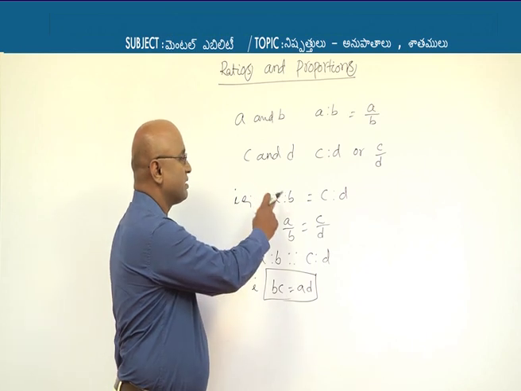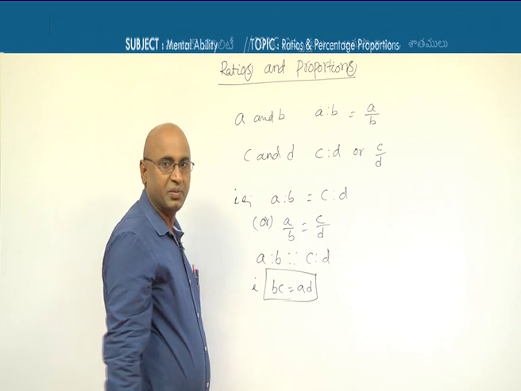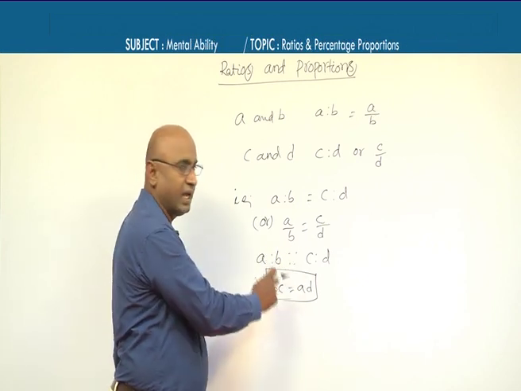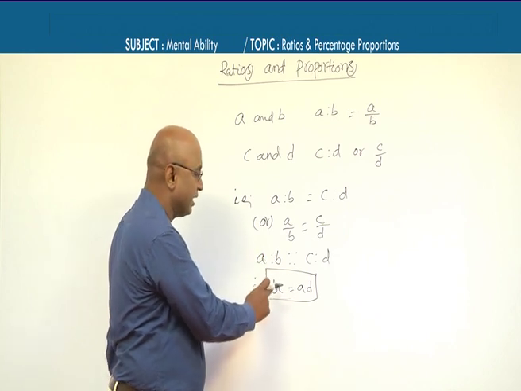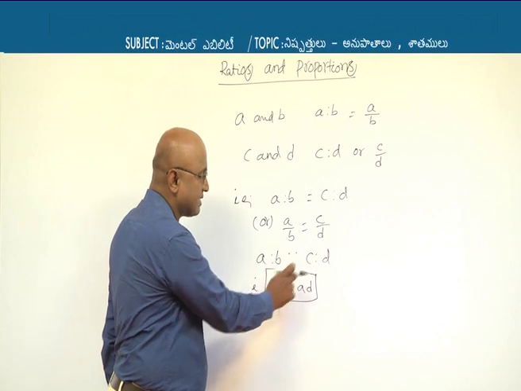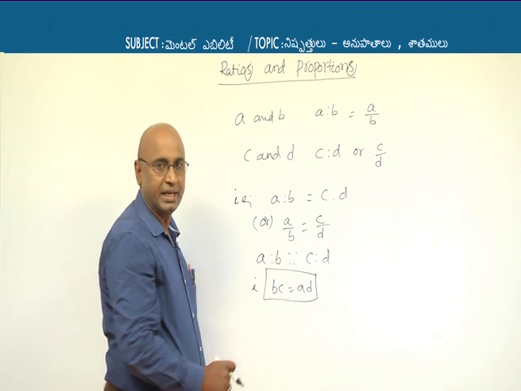It is the main important formula to remember. So if two ratios, A is to B and C is to D, are equal, they are said to be in proportion and can be written as A is to B as C is to D. If two ratios are in proportion, the property is that the product of means is equal to the product of extremes, that is BC equal to AD.